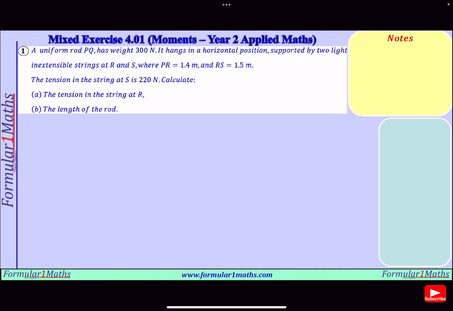This is Mixed Exercise 4.01, GCE A-Level, Applied Maths, Year 2. Mixed Exercise 4.01 is on moments. We've got 3 questions to answer.